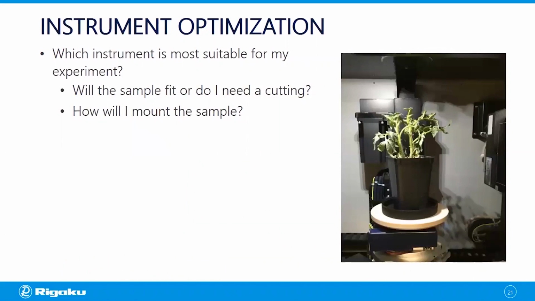So now you have an instrument selected, you next want to consider other questions. How will I mount my sample? Will I need to take a cutting of my sample? Will the full sample or plant fit into the instrument? Shown on the right is our tomato plant, and it fits well in this particular instrument. Also, we need to consider what X-ray energy will I use, and what field of view will I use.